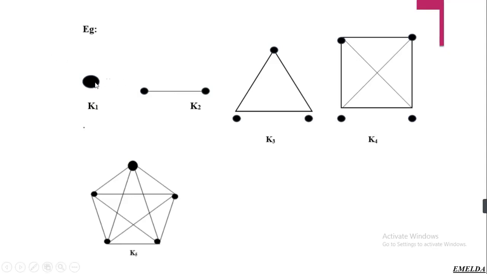The first one is the K1 graph because it has only one vertex. The next is a K2 graph, a complete graph on 2 vertices. The third one is a K3 graph, a complete graph on 3 vertices. It is also known as the triangular graph. The next is the K4 graph, a complete graph on 4 vertices. The last one is the K5 graph, a complete graph on 5 vertices.